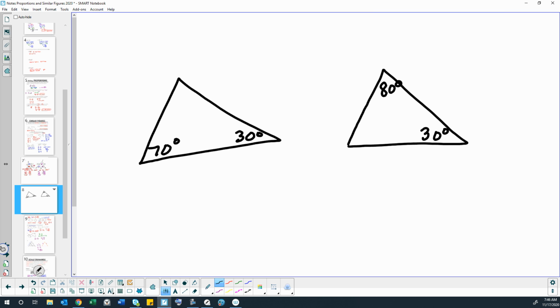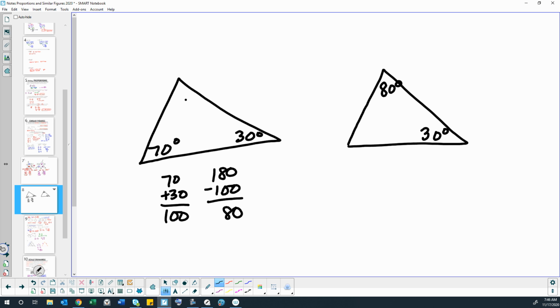They have one matching angle. They have to have all matching angles. Do they have all matching angles? Well, they might. If we calculate it, we might find that they do. So if we add these two together, 70 plus 30, we get 100. And then if we go 180 minus 100, we get 80. Well, look at that. That angle is 80. I think they do match.